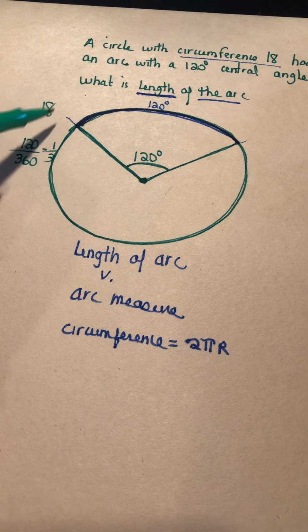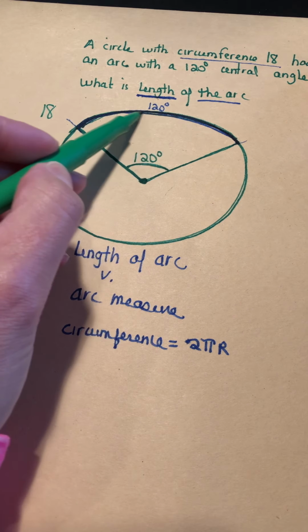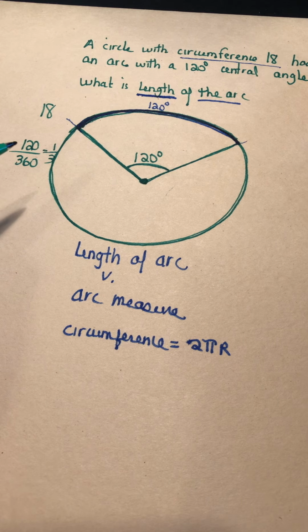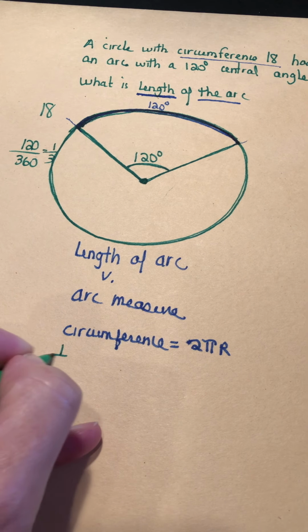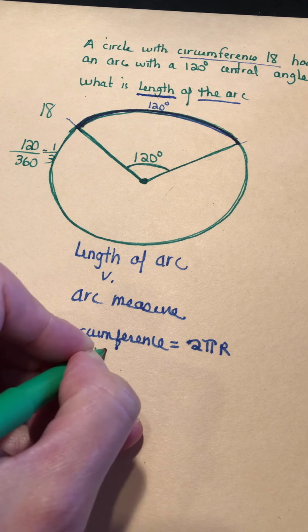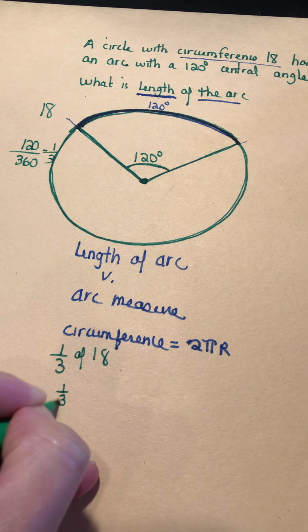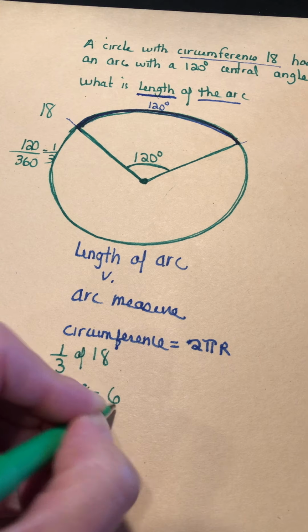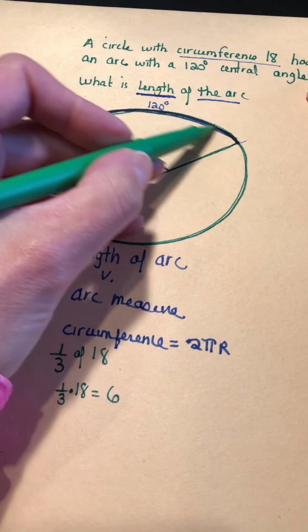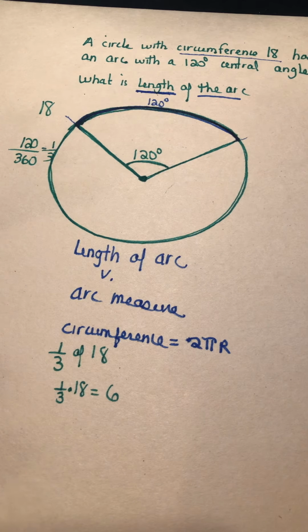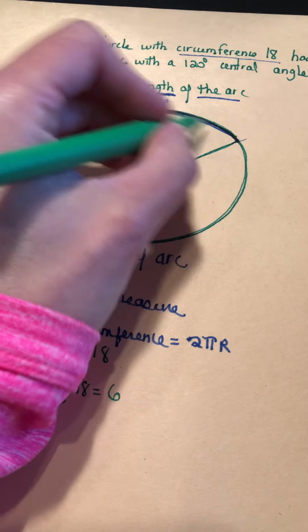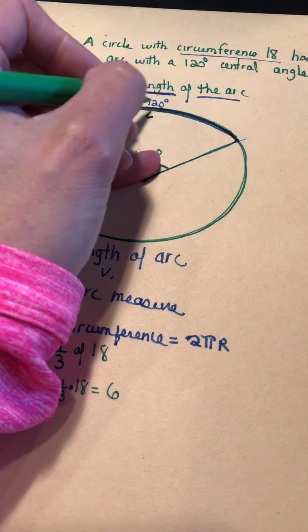So the way that I would think about this is this length is just 1/3 of the circumference of the entire thing. So what's 1/3 of 18? It's 1/3 times 18, or 6, right? And so the length of this arc, and it doesn't really tell you the units, it could be centimeters, meters, whatever. This arc length is 6, right?